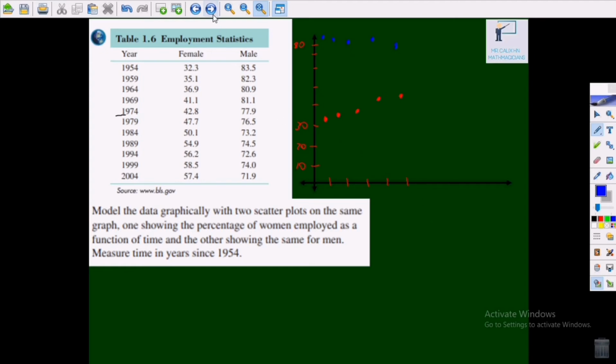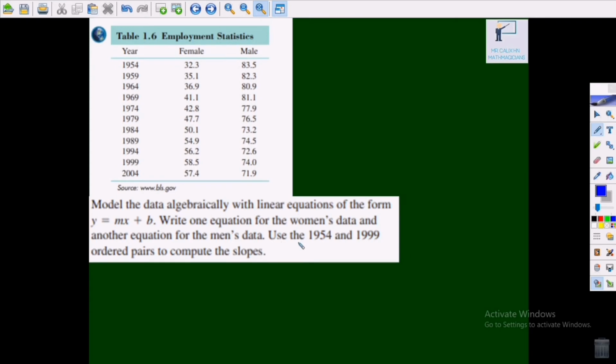Let's continue with the next type of exercise using the same table. It says model the data algebraically with linear equations of the form y is equal to mx plus b. Write one equation for the women's data and another equation for the men's data. And it says to use 1954 and 1999 ordered pairs to compute the slopes. The formula for the slope is still rise over run.